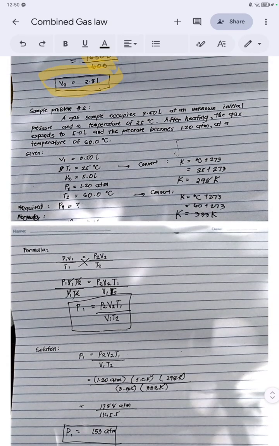A gas sample occupies 3.5 liters at an unknown initial pressure and a temperature of 25 degrees Celsius. After heating, the gas expands to 5.0 liters and the pressure becomes 1.20 atm at a temperature of 60 degrees Celsius.